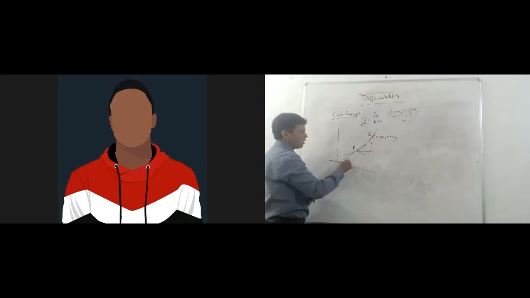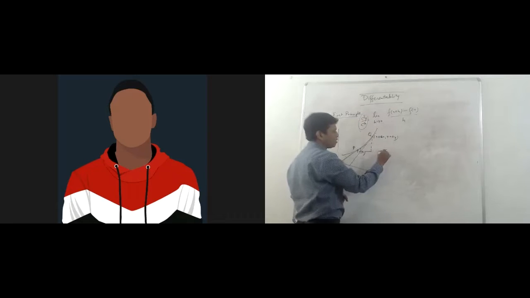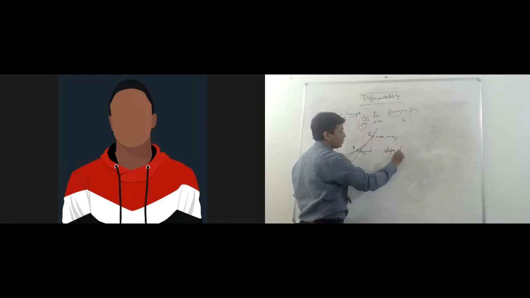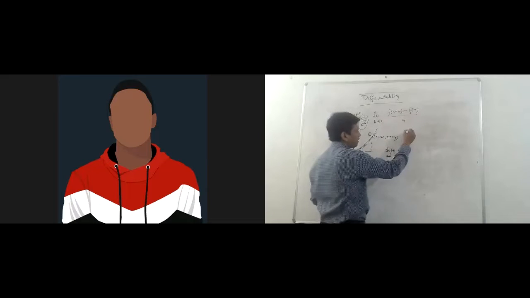This is the tangent. So actually derivative is nothing but the slope of the tangent. So dy/dx represents the slope of the tangent. By using this geometry, we can show that. So geometrically it represents the slope of the tangent, dy/dx.